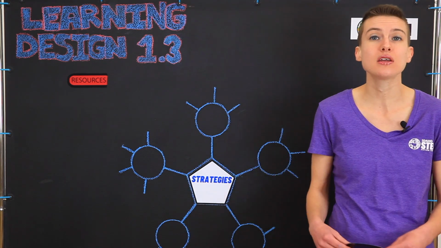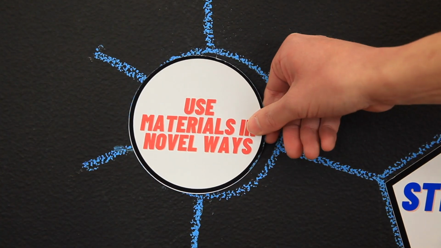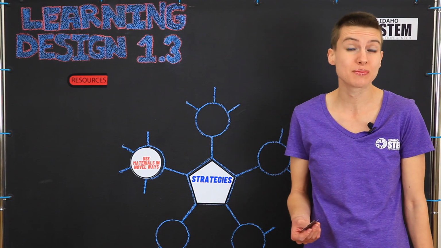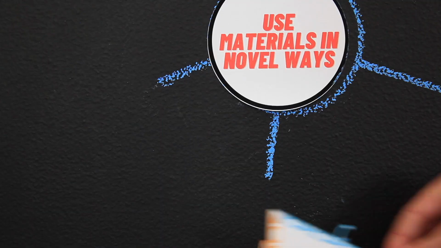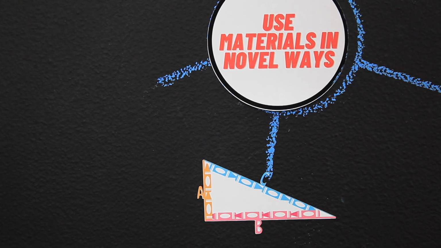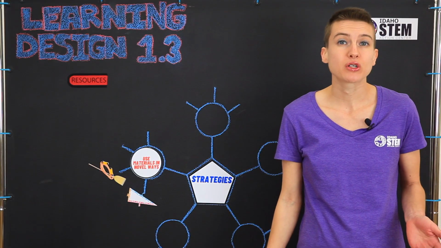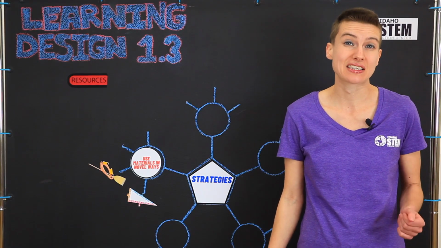Number 1, consider how you might use materials in novel ways. Use markers, index cards, or even students themselves as manipulatives for demonstrating math concepts. Or consider how you might build a pulley out of a jump rope and a broom. You can also build creative use of materials into the activity itself.